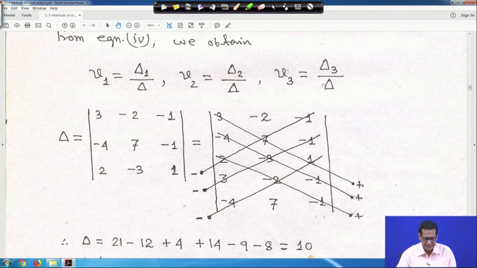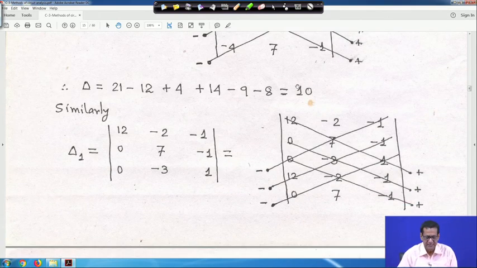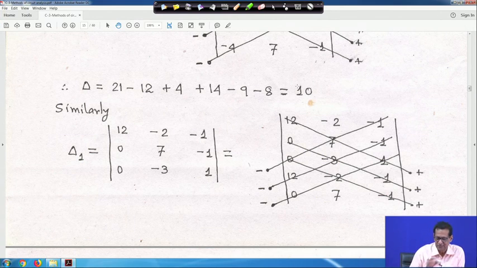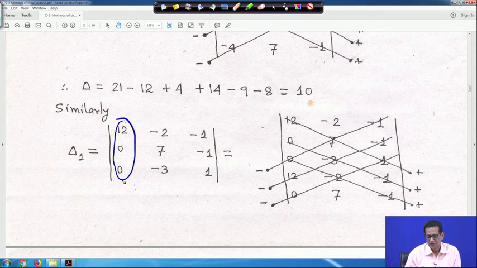So, with this delta we got 10. Similarly, you find out delta 1, delta 2 and so on. In that case, for finding out your delta 1, if you look into this, the first column is replaced by this B matrix. B is 12 0 0, right. So, if you look into the previous matrix, only this column is replaced by 12 0 0, right.